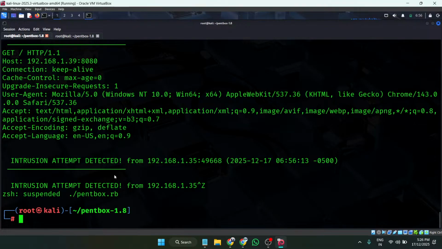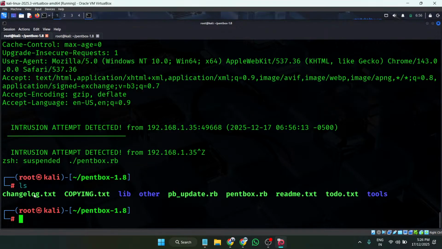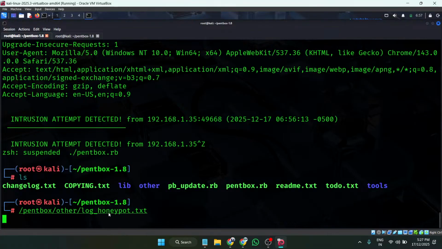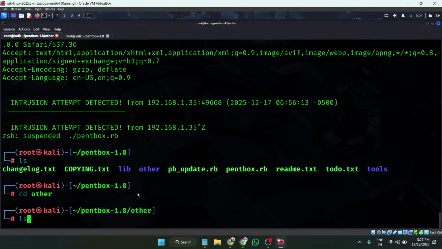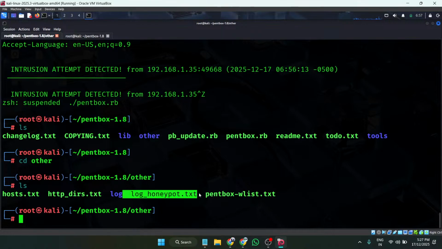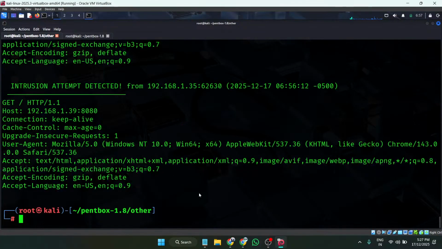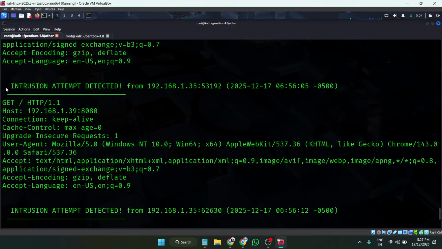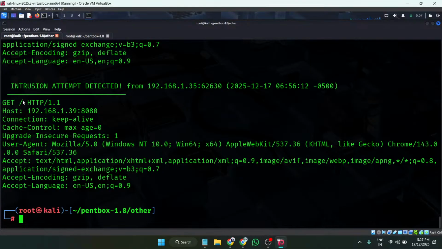Now let's go to that path. ls. It was in penbox other. Yeah, here is this one. cd other. ls, here log honeypot.txt. Okay, here also we can just get the log. It will also store the log from where the intrusion was occurring.